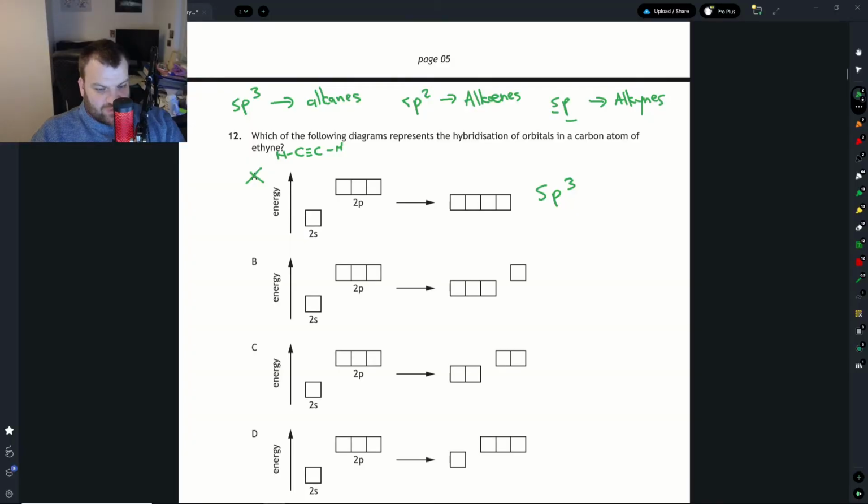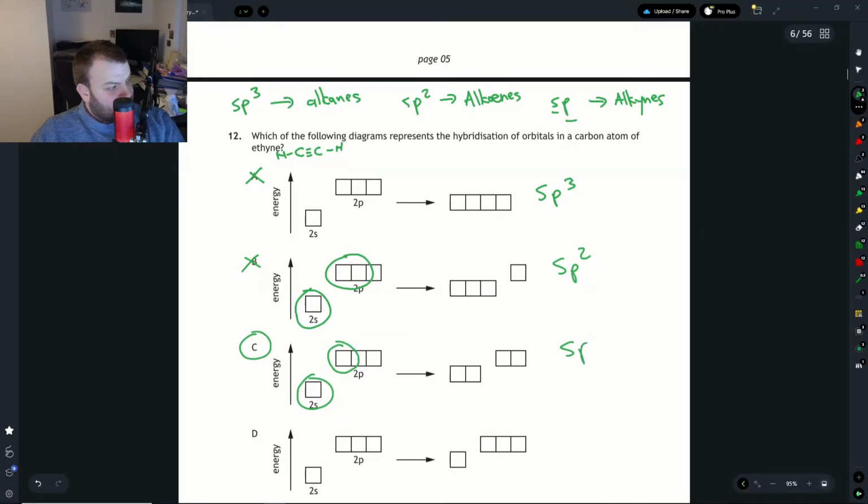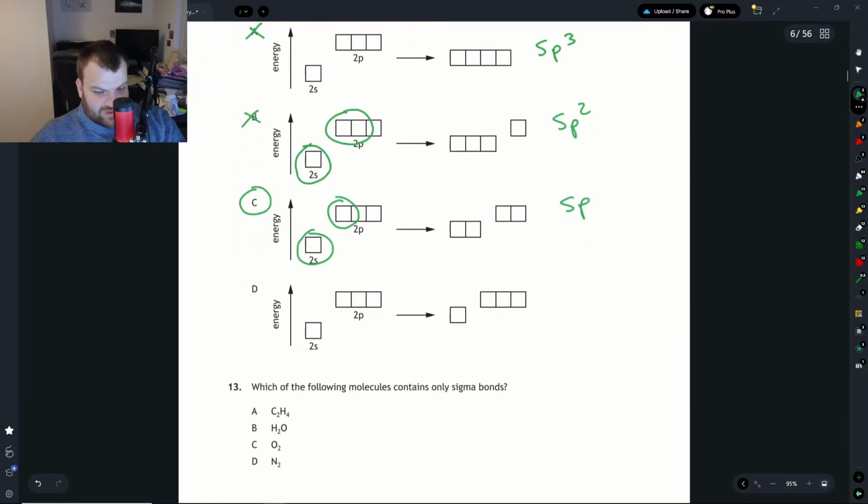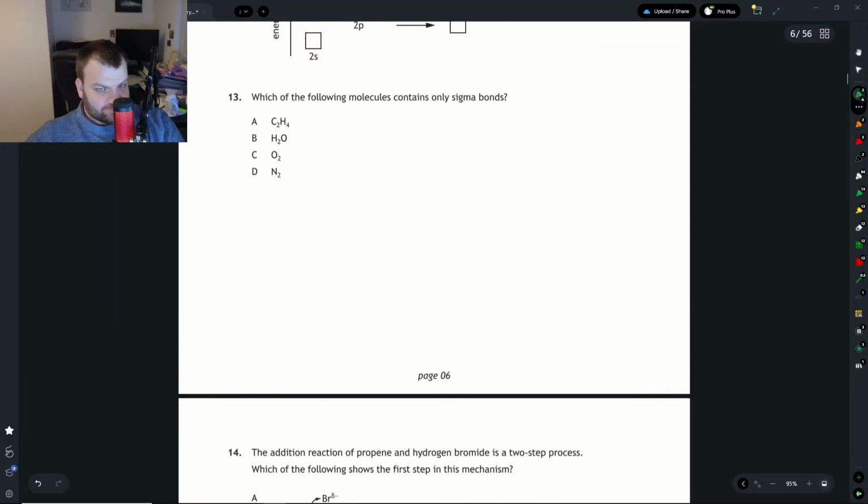In this one, we're using up one of the s orbitals and two of the p's. sp2 again is not what we're looking for in this question. We then have the one s orbital and one of the p's coming together. That's then going to give us our sp hybridization. Last one, all that's happening, the p's are being left untouched, and the s shell has just increased in energy. That's not going to be our answer, and that gives us C for that question.